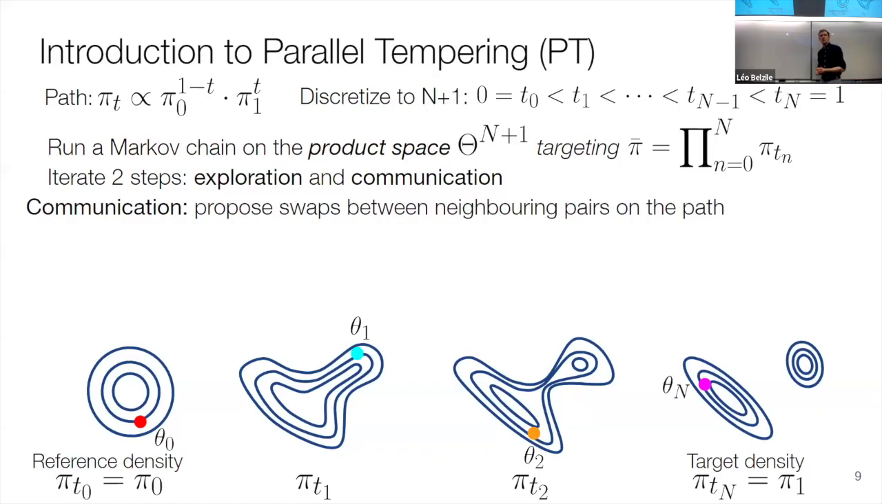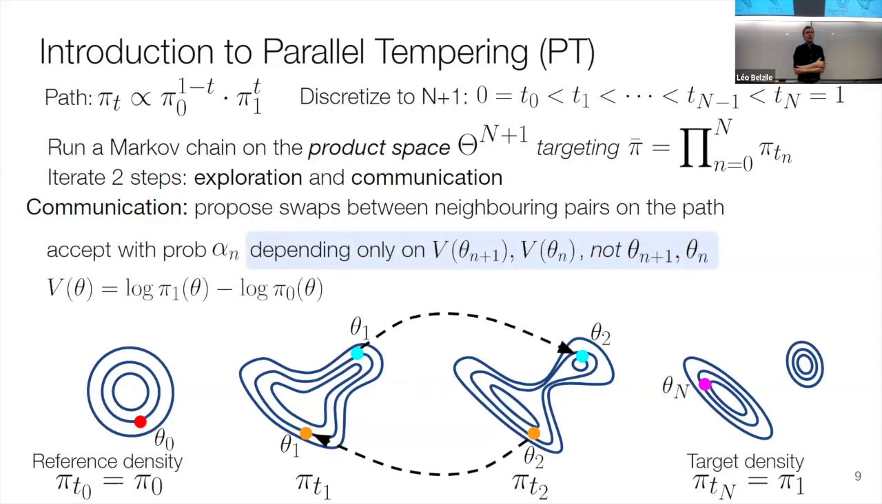Here we're going to propose swaps between neighboring states along the path. So for example, if I look at pi t1 and pi t2, I might decide, well, let's try interchanging those 2 states. Again, it looks like they're moving left to right, but they're just changing the index. They're not actually moving. So I'll try swapping 1 and 2. Because I need to maintain the correct big joint invariant distribution, I have to use a Metropolis-Hastings correction here. So I'm going to accept this swap with probability alpha n.